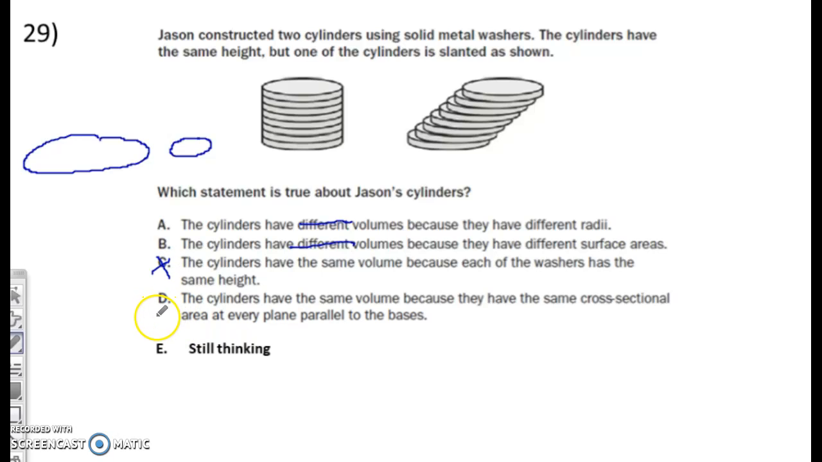D says the cylinders have the same volume because they have the same cross-sectional area at every plane parallel to the base. That's actually what you want. That's called Cavalieri's principle. It says that if you take every cross-section, and the cross-section in this case would be a washer, and you find the area of those washers, the area of each of those would be the same, so they have the same volume.